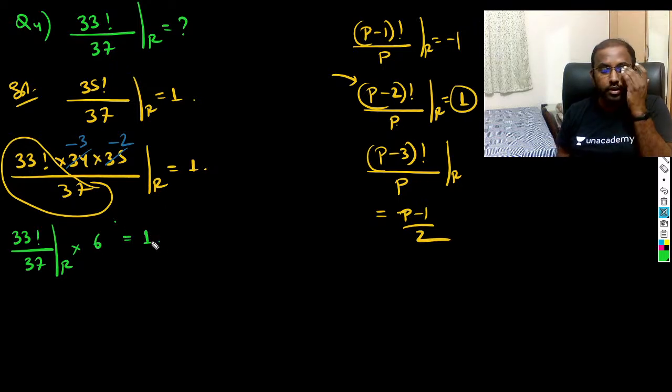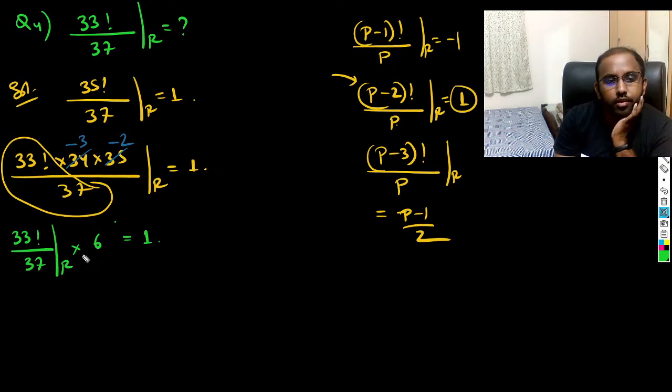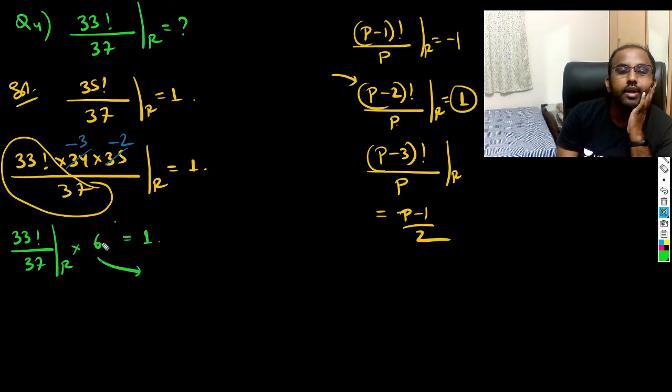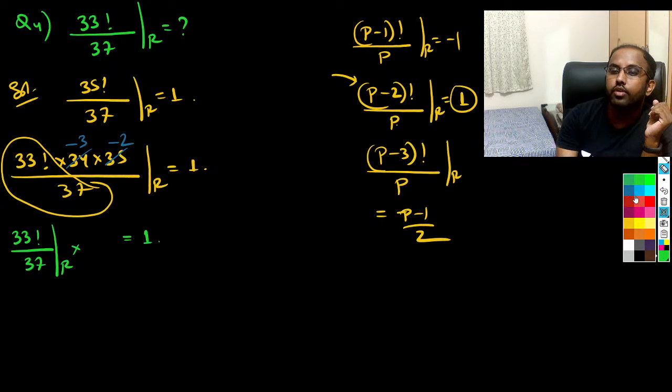Now the problem here is this 6: I cannot send it to this side. Once I send 6 to this side, the remainder will come in fraction. It will become 1 by 6, and 1 by 6 can never be the remainder, because a remainder can never be a fraction. So whenever we have such a situation where remainders are coming in fraction, always remember what to do: you write the general form of remainder.